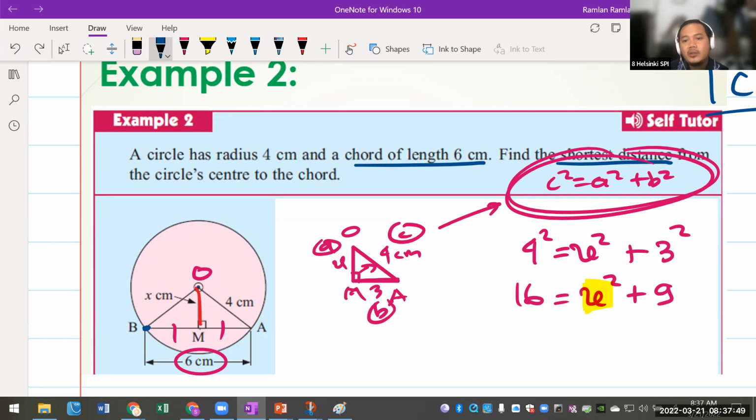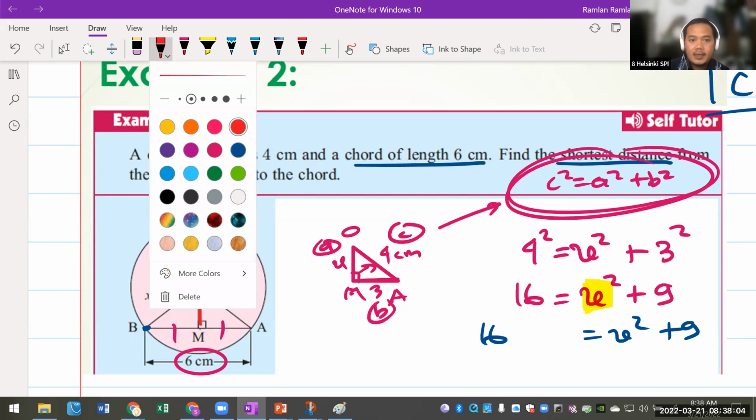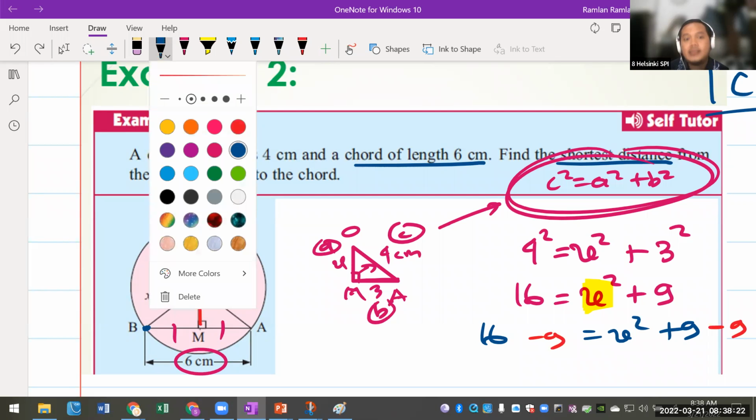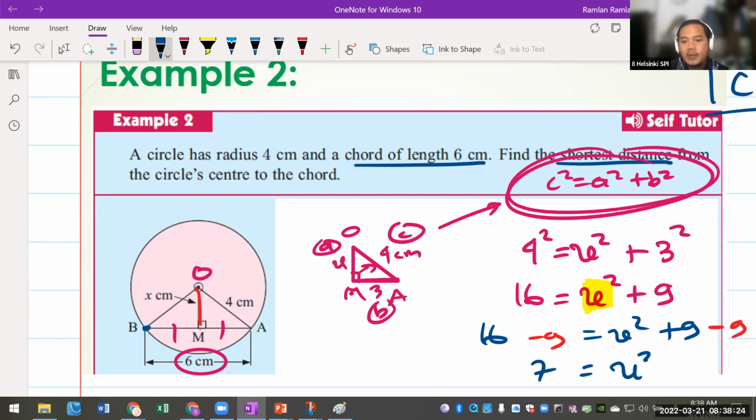The first thing I'm going to do is make this 9 disappear. If I want to make it disappear, I only need to subtract both sides by 9, right? So 16, and then X squared plus 9. I'm going to subtract both sides by 9. See what I'm doing here? I'm making this disappear because 9 minus 9 is 0. So it's just X squared plus 0, which is just X squared. So on the left side, we have 16 minus 9, which is 7, and this is going to be X squared.